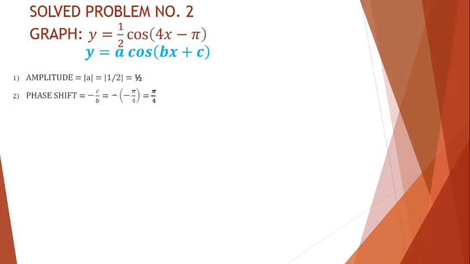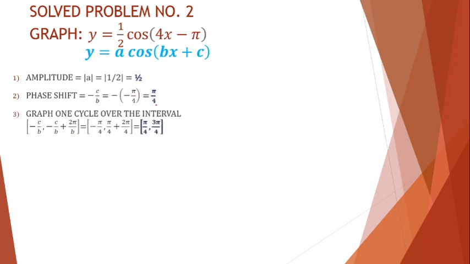So, imagine this is negative 1. Negative 1 times negative pi is positive pi over 4. Graph 1 cycle over the interval. So, ayan po, nakuha natin phase shift, no? Then this is the period. So, your period, ito yun. Hindi ko lang nasulat. Okay, so this is 2 pi over 4. Kapag simplify ninyo, that is pi over 2.